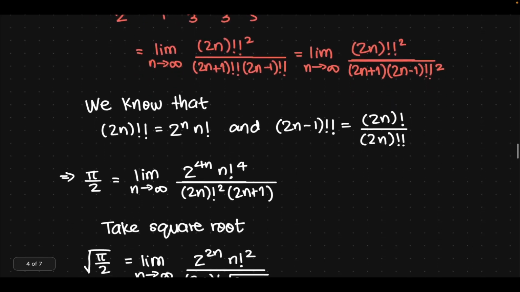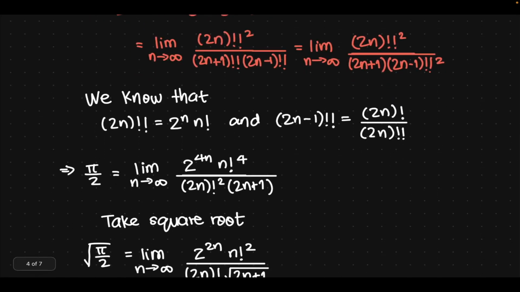Now we can simplify this. We know that 2n double factorial is 2 to the n times n factorial, just pulling out the extra 2 factors, and 2n minus 1 double factorial is 2n the whole factorial divided by 2n double factorial.